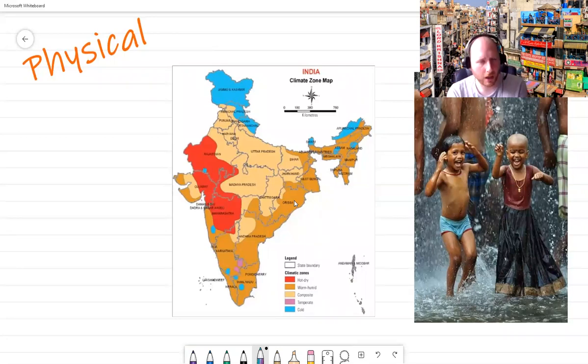Now, so our main climate zones for India here, we have over here in the west of the country, sorry, we have a hot, dry area. Very, very warm, very, very dry, a bit desertous for sure.